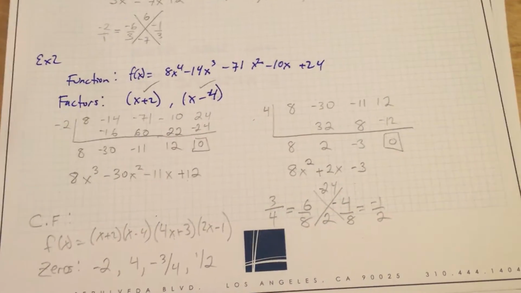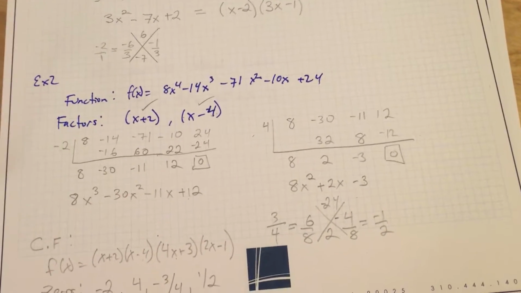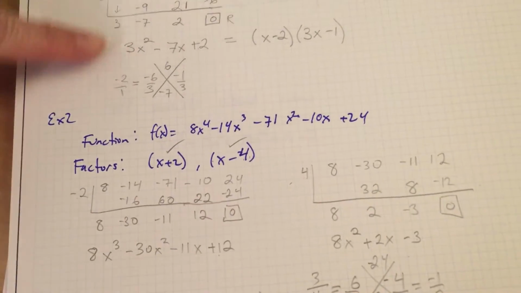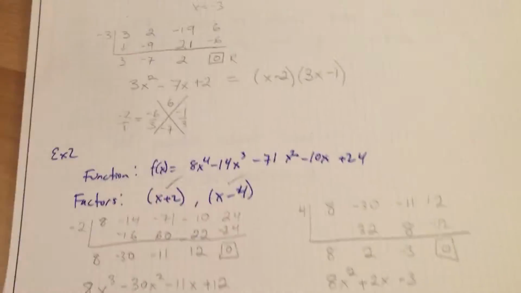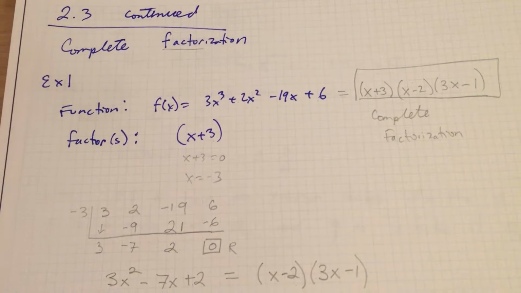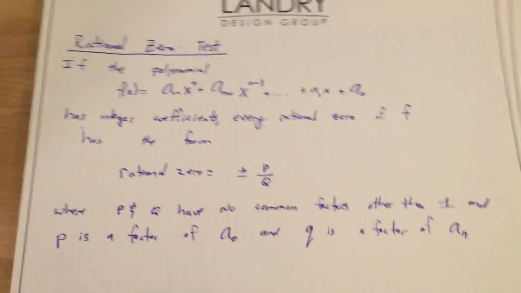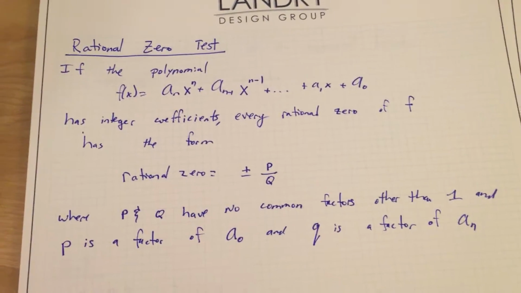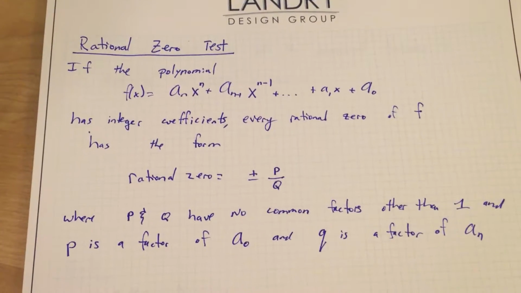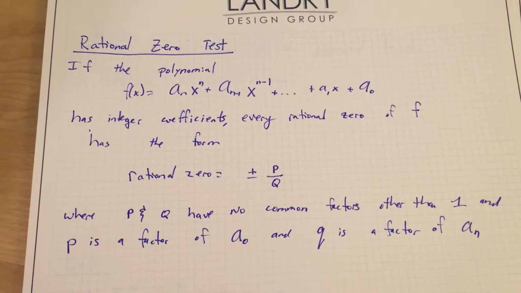Now, you might be wondering, well, where do these factors actually come from? Where do these zeros come from, right? I gave you the two factors in example 2. I gave you the factor in example 1. So there is a test, all right? You might need to pause this video and copy this down. It is called the rational zero test.